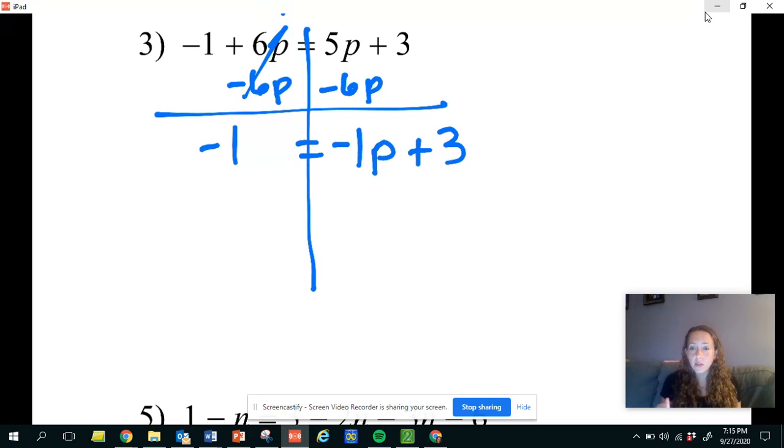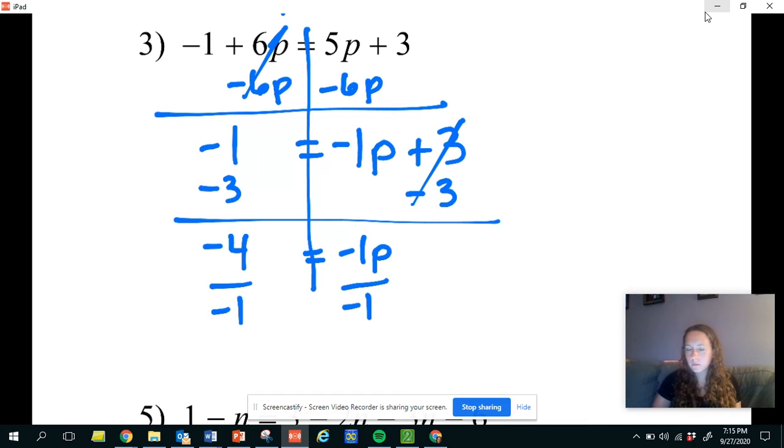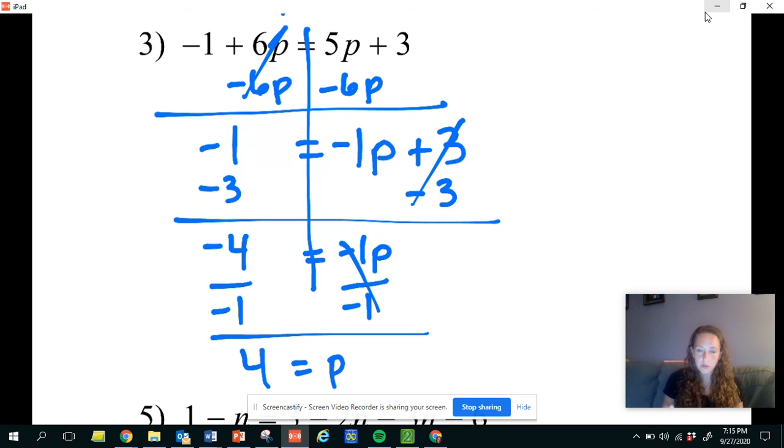So now it's like a regular old two-step equation. So I'm going to solve by subtracting 3 on both sides because I'm doing inverse operations. So -1p equals -4, and then divide both sides by -1. So I will just get that p equals 4.